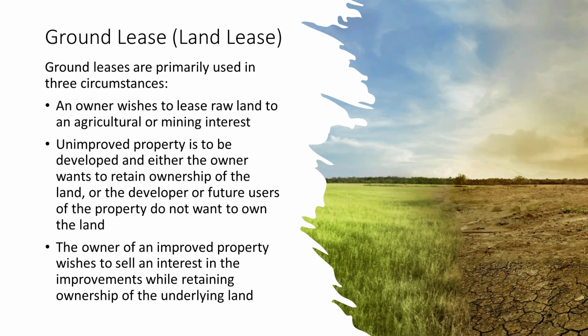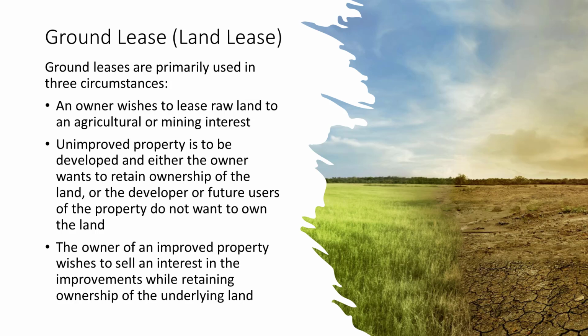Ground leases are primarily used in 3 circumstances. An owner wishes to lease raw land to an agriculture or mining interest. Unimproved property is to be developed, and either the owner wants to retain ownership of the land, or the developer or future users of the property do not want to own the land. The owner of an improved property wishes to sell an interest in the improvements while retaining ownership in the underlying land. In the latter 2 instances, a ground lease offers owners, developers, and users various financing, appreciation, and tax advantages.